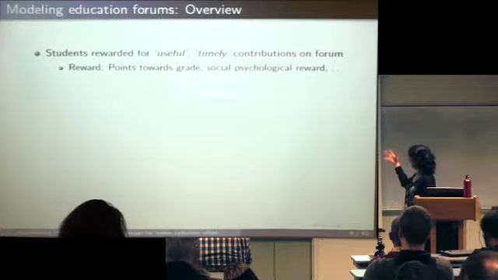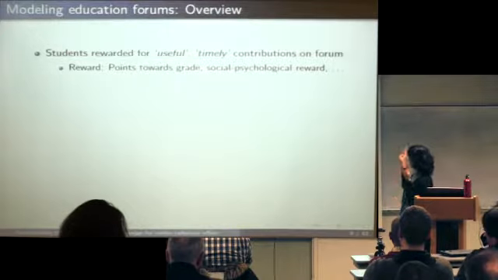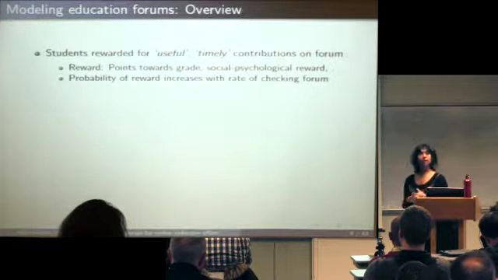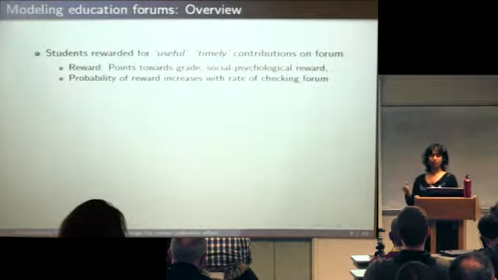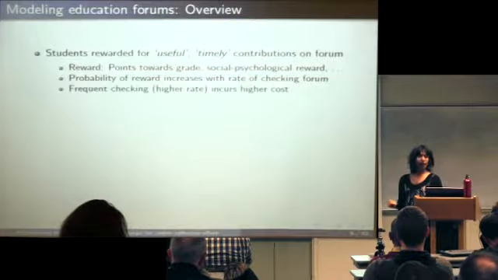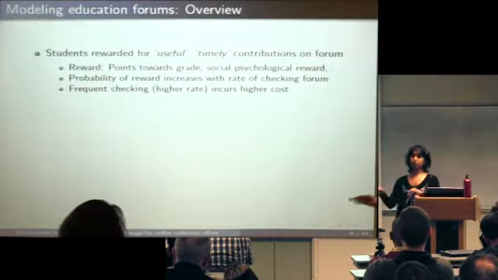Students get a benefit when they're rewarded. What are they rewarded for? They're rewarded for useful, timely contributions on the forum. And this reward could be points towards the grade or a social psychological reward or anything. The model is going to be set up so that the probability of your getting a reward increases with the rate at which you check the forum. At the same time, the more frequently you check the forum, that incurs a higher cost. Why? Because if you're sitting at the computer checking Piazza, you're not doing something else with your life, and that is incurring some kind of cost.